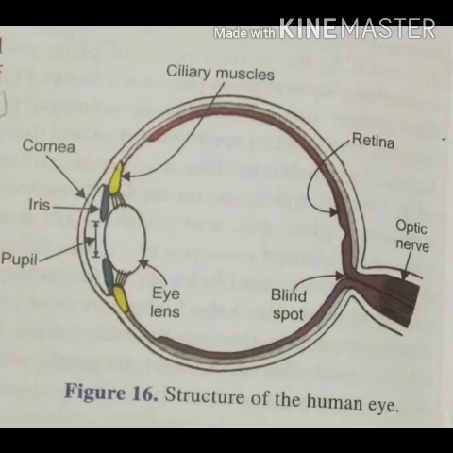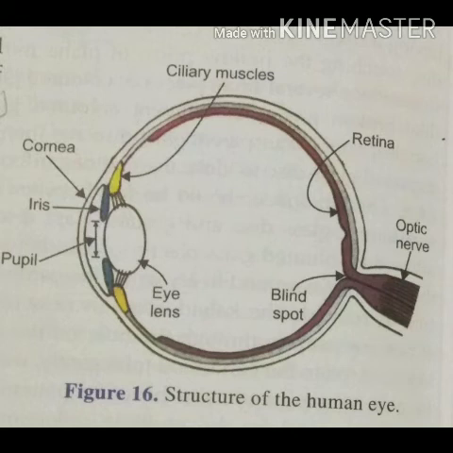Now one more part of the eye. At the junction of the optic nerve and retina in the eye, there is a spot known as the blind spot. The blind spot is a small area of the retina insensitive to light where the optic nerve leaves the eye. It means at the blind spot there are no sensitive cells, so no vision or image formation.